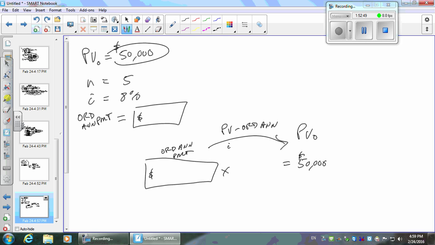So what's my interest rate? 8%. What's my number of periods? 5. Go to the table for a present value of an ordinary annuity. Find that one. And you want to find 8% interest. There? Yeah. And then go down to 5 periods, I guess it is. What's that factor? 3.9927? Yes.